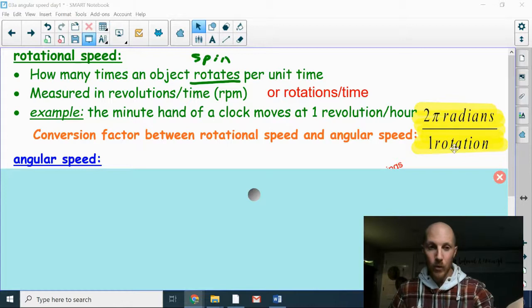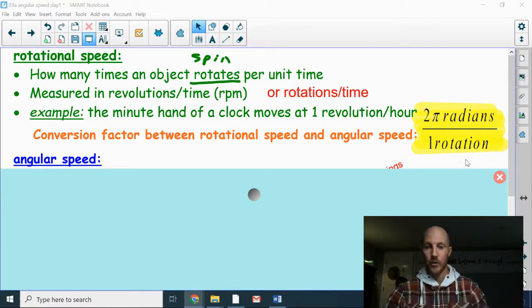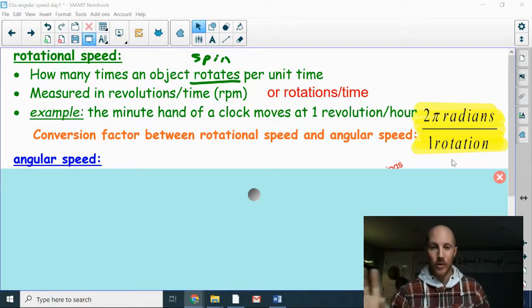If you're going from the green to the blue, then you're going to use 2 pi radians over a rotation. If you have a blue angular speed and you need to convert to rotational speed, you'll need to do the reciprocal of this conversion factor so that your units will cancel correctly.